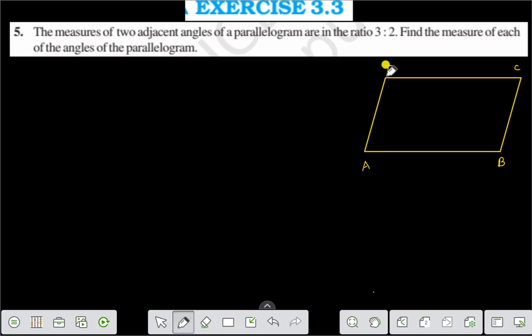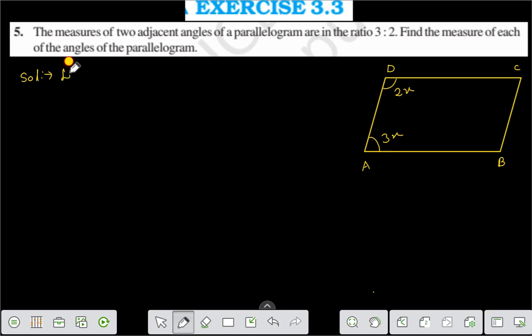Here it is a parallelogram ABCD. Here you see that angle A and angle D are adjacent angles of this parallelogram. The measures of two adjacent angles of a parallelogram are in the ratio of 3:2. Suppose angle A is 3x and angle D is 2x, because they are in the ratio of 3:2. Therefore, you can solve this way.